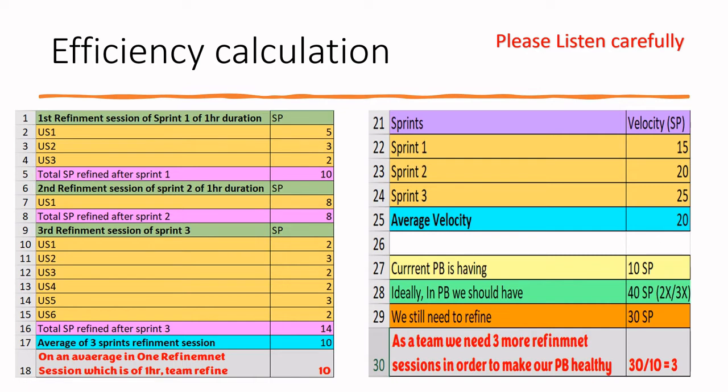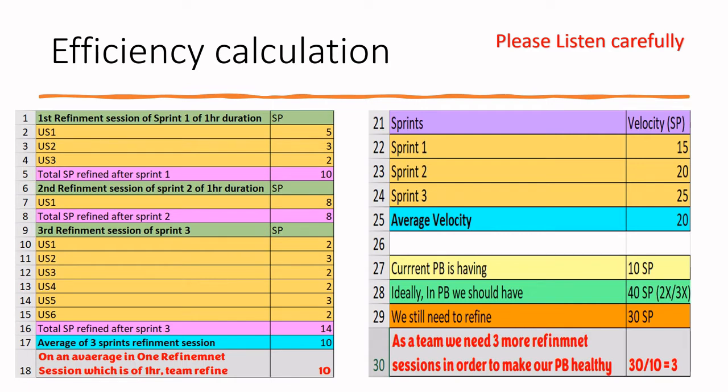Then if I want to keep my PB healthy, I should have 20 into 2, either 40, or 20 into 3, either 60. That means to be ready. So this is what I mentioned in my previous slide. The average velocity, it should be greater. Ideally, my product backlog should be greater than the average velocity. So the product backlog should have some 40 story points or 60 story points in ready state. That much story points should be in the refinement.